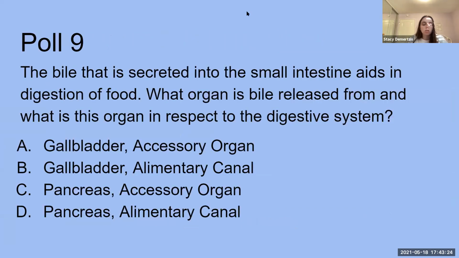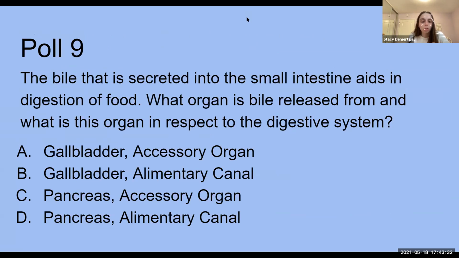So I have a polling question. Let's talk about bile for a minute. Bile is secreted into the small intestine and it aids in the digestion of food. I want you to tell me, what organ is bile released from and what is that organ in respect to the digestive system? Give you guys about 30 seconds.